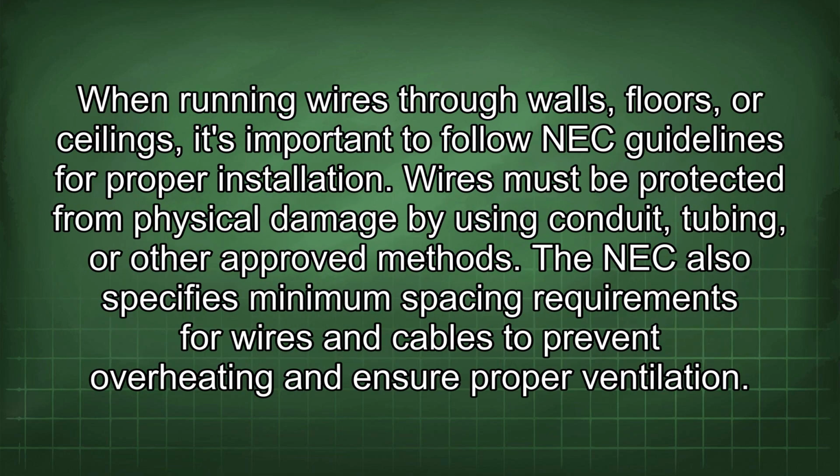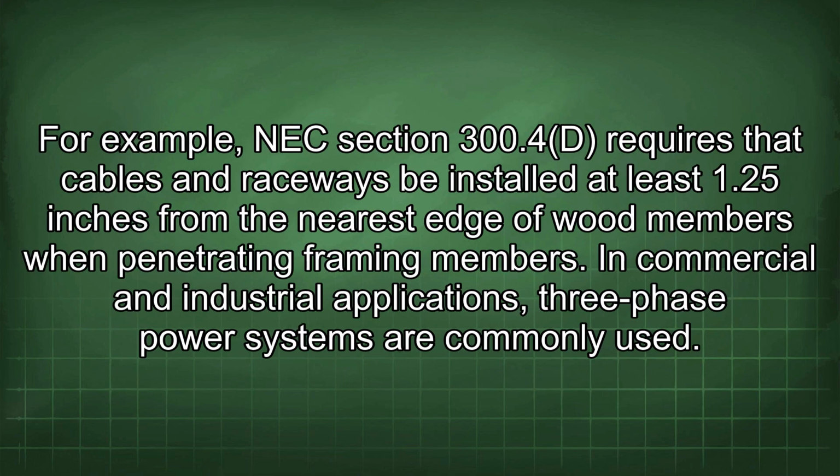When running wires through walls, floors, or ceilings, it's important to follow NEC guidelines for proper installation. Wires must be protected from physical damage by using conduit, tubing, or other approved methods. The NEC also specifies minimum spacing requirements for wires and cables to prevent overheating and ensure proper ventilation. For example, NEC Section 300.4(D) requires that cables and raceways be installed at least 1.25 inches from the nearest edge of wood members when penetrating framing members.